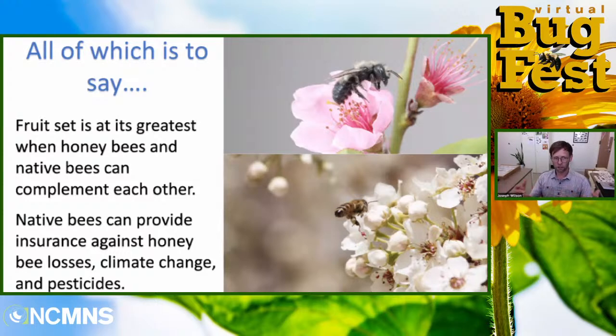So all of that is just to say that fruit set is at its greatest when honeybees and native bees complement each other. Also, native bees can provide insurance against honeybee losses or climate change or pesticides. So we need to be considering native bees as important pollinators.